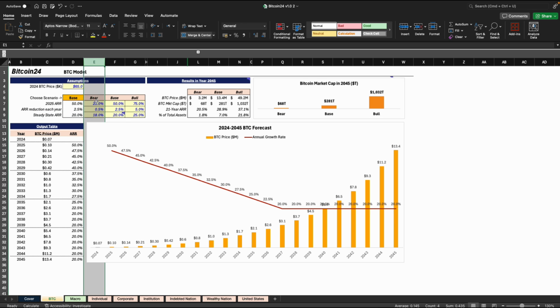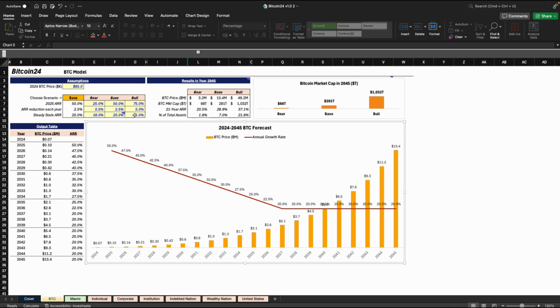We have the bear case, which is slightly lower, where the starting point is lower. And then, because the starting point is lower, the reduction rate will be lower, and the steady rate will also be lower. And the bull case is the other way around. The starting point is higher, the reduction is higher, and the steady rate is higher.